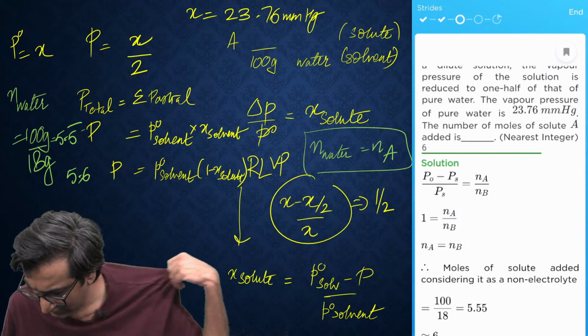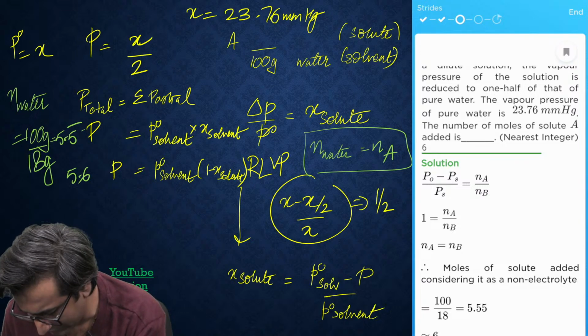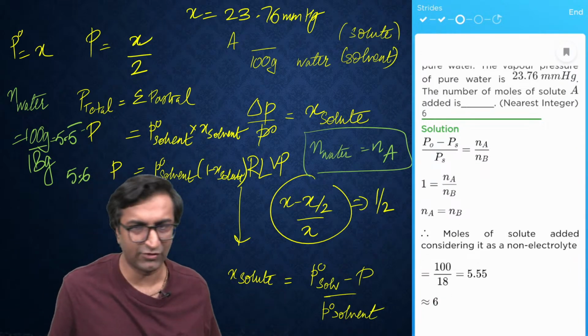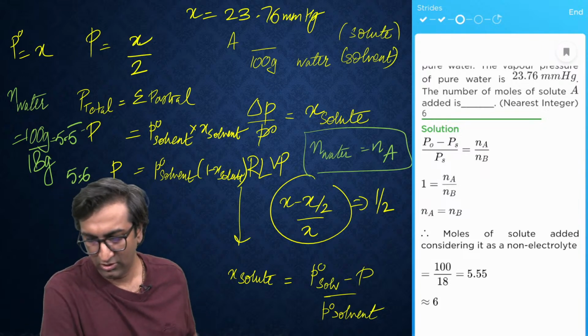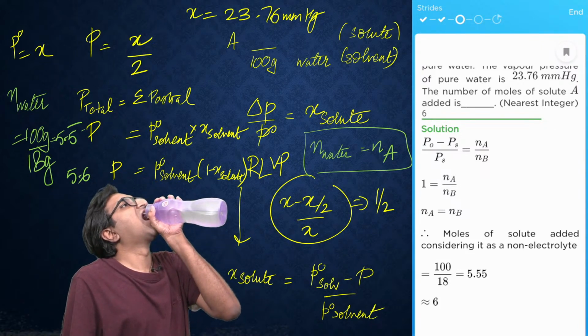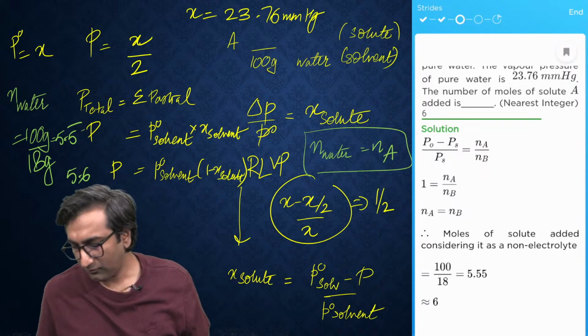Same thoughts here as well. Let me look at it. Yes, P naught minus PS by, okay. Non-electrolyte. Yes, we are assuming that it's a non-volatile solvent. And also it's a solid, so non-volatile. That's fine. And it's non-electrolyte. Cool. Okay.